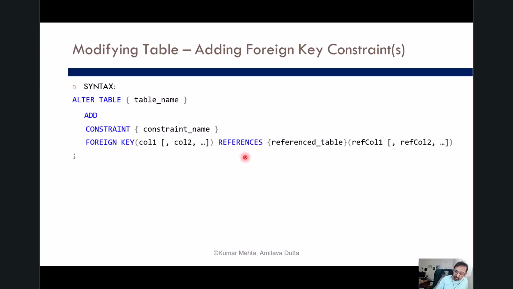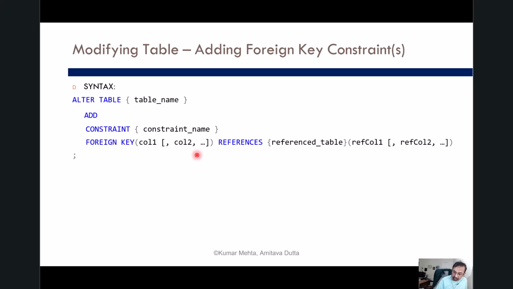Then you use the word references, because remember, foreign key is used to connect two tables. You say references, and then you give the name of the table that is referenced through the foreign key, and you give the columns in the referenced table. Okay, so these sets of columns here and the sets of columns here must match exactly.